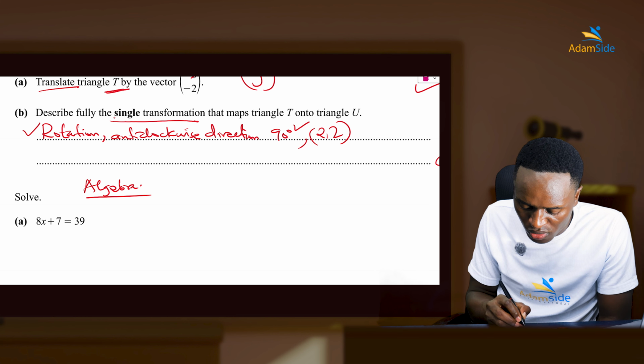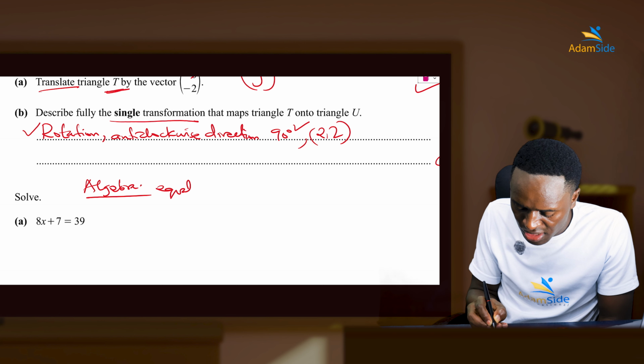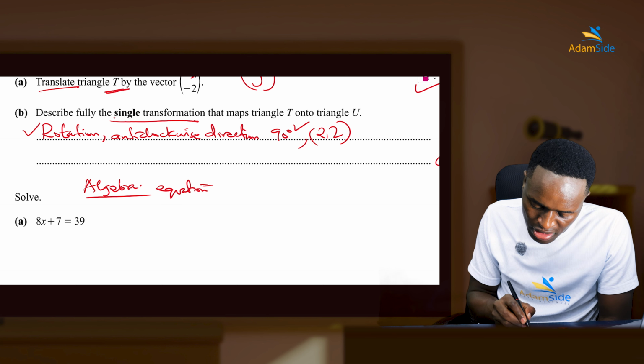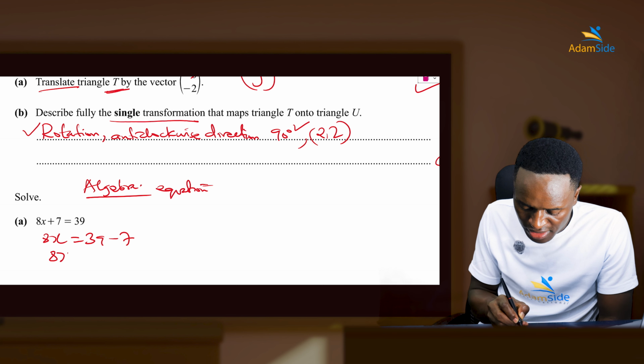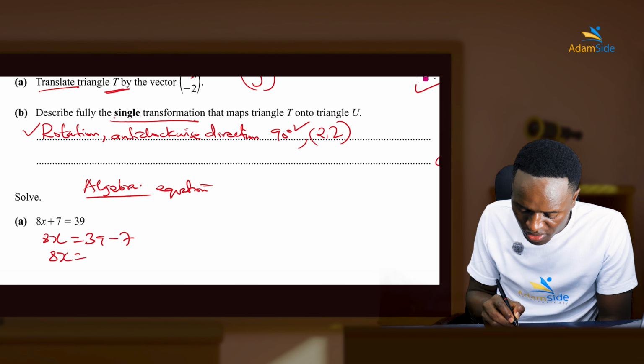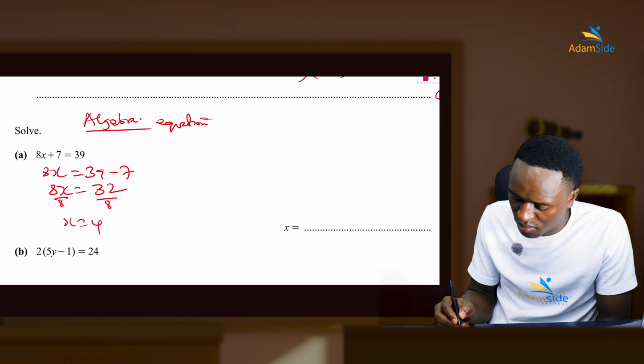Question number 6 is in the unit of algebra. Algebra is easy. This is an algebraic equation, and you just solve. Collecting like terms, you say 8x is equal to 39 minus 7. 8x is 39 minus 7, which becomes 32, divided by 8 on both sides. We say x is equal to 4.